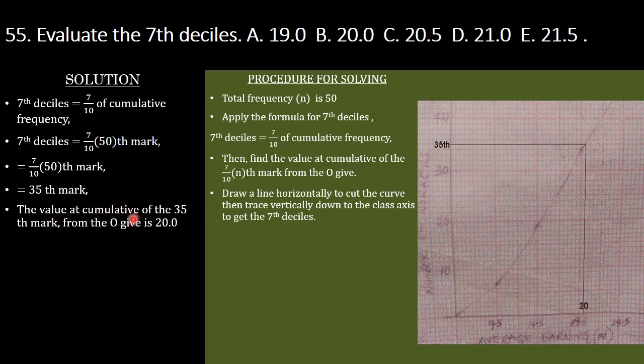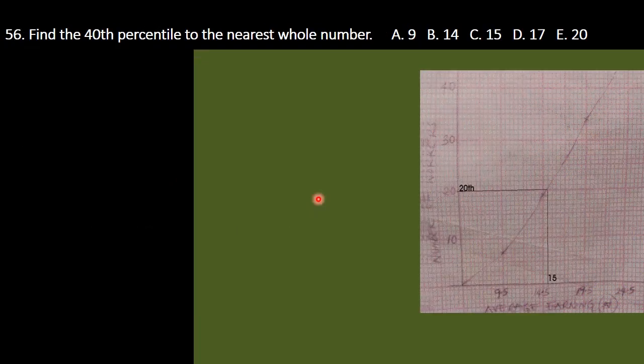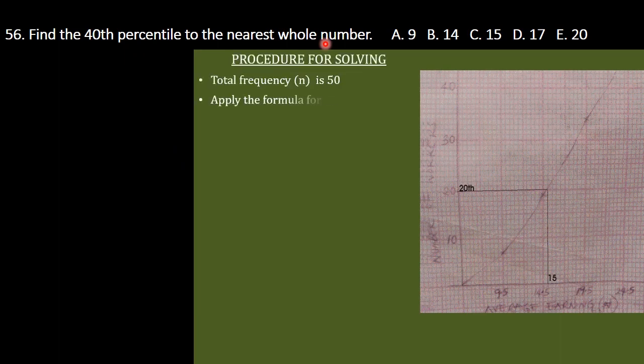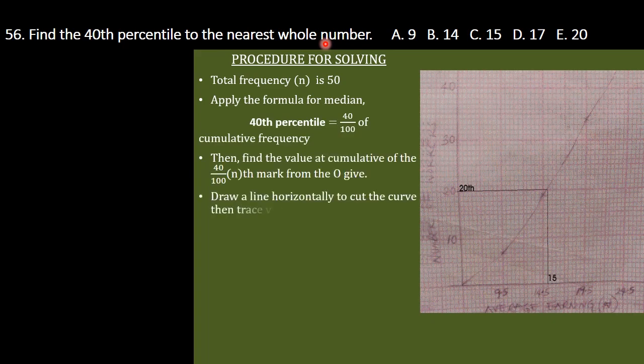Question 56. Find the 40th percentile to the nearest whole number. Here is the procedure for solving this. Total frequency is 50. Then apply the formula for 40th percentile. 40th percentile is equal to 40 over 100 of cumulative frequency. Then find the value at cumulative of the 40 over 100 mark from the ogive. Draw a line horizontally to cut the curve, then trace vertically down to the class axis to get the 40th percentile. Let's check the solution.